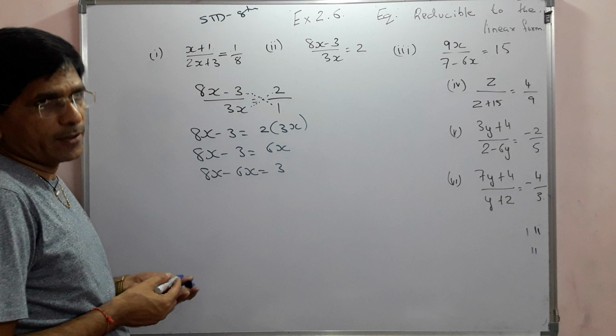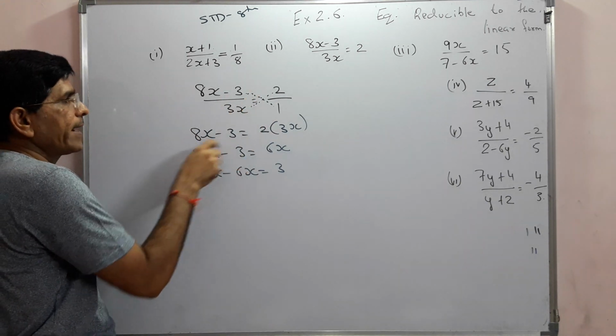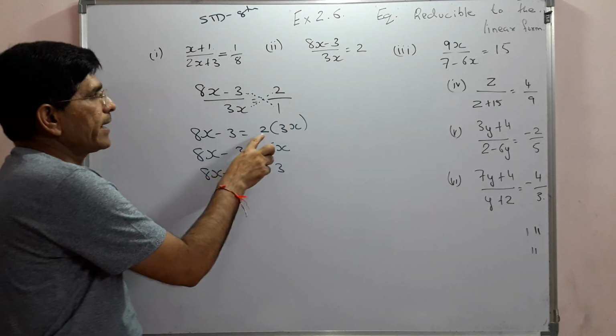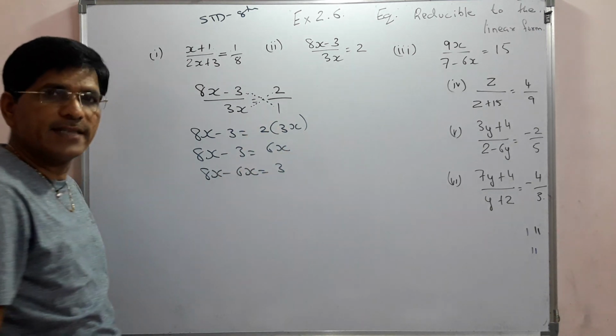Again what am I doing now? 8x minus 3 multiplied by 1. So when the bracket is open, at that time you have to multiply with 1. So here inside the bracket there is 3x. So 2 into 3 that is 6x.